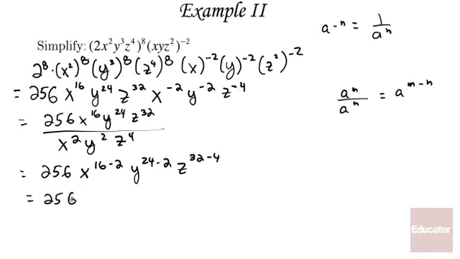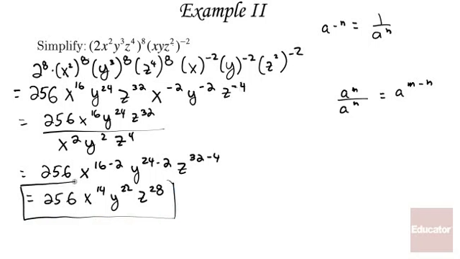Now I do my subtraction to get x raised to the 14th power, y to the 22nd power, and z to the 28th. And this is my expression in simplest form, and I can verify that because each base is represented only once, there are no powers to powers, there are no negative exponents, and there's no parentheses.